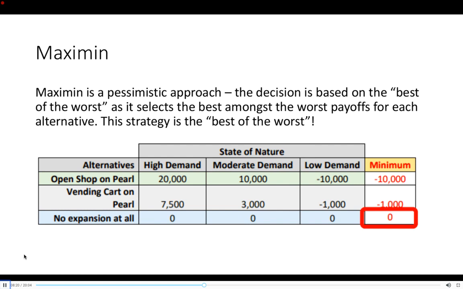Okay, on the other hand, you may have a more pessimistic shop owner, and you may think, oh man, this really makes me nervous. Everything might go wrong. Okay, so this is a pessimistic approach. This is, all right, what is the worst case scenario, and how can I make the best out of it? Okay, so the worst case scenario for opening a shop on Pearl is losing $10,000 a day. Worst case scenario for the vending cart is to lose $1,000 a day. Worst case scenario, no expansion at all, is zero. So the best option out of all the worst case scenarios is this zero, and the choice then is no expansion at all.